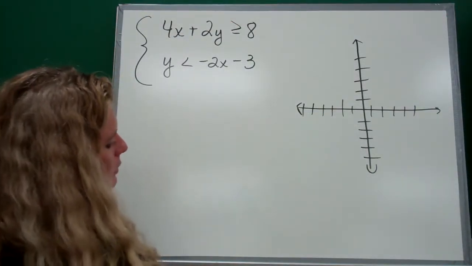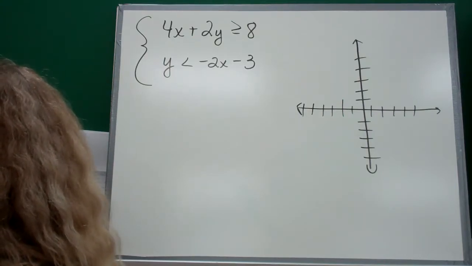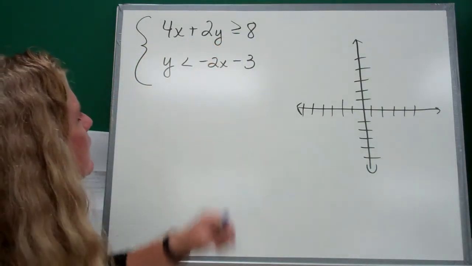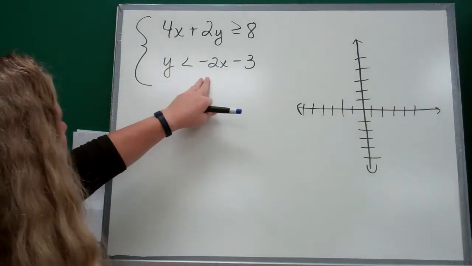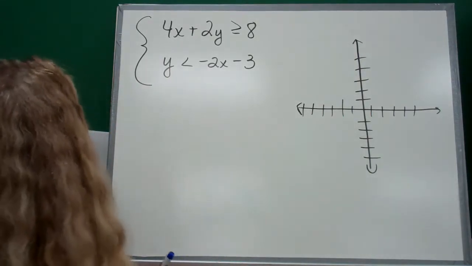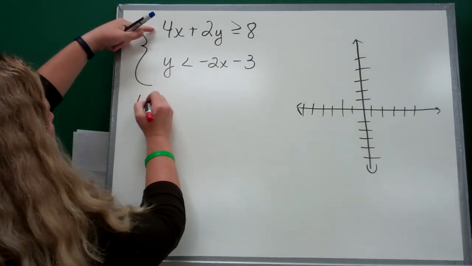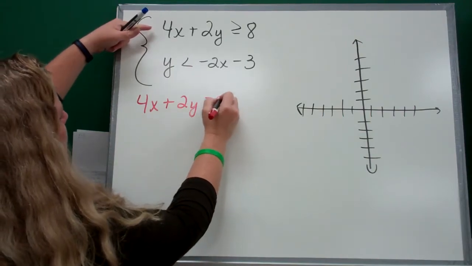Okay. Let's look at some with some different forms. Okay? Here's 4x plus 2y is greater than or equal to 8, and y is less than negative 2x minus 3. This is in standard form, so our boundary line is 4x plus 2y equals 8.